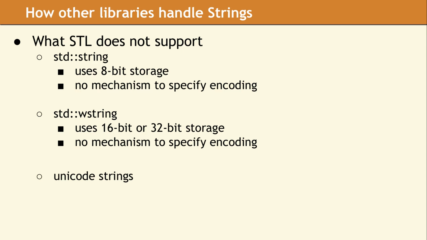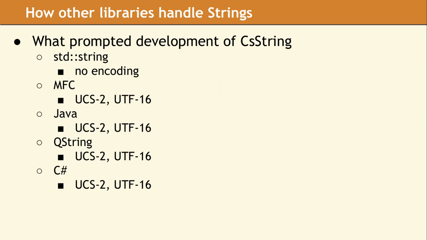So let's ask what support is provided for Unicode in the C++ standard library. And the answer is none. Neither std::string nor std::wstring provide any mechanisms for specifying encoding. They do not deal with variable length encodings in any way, and they provide no support for the developer to implement either UTF-8 or UTF-16. Most languages and libraries do not support UTF-8, and those that support UTF-16 often have issues with variable length encoding.